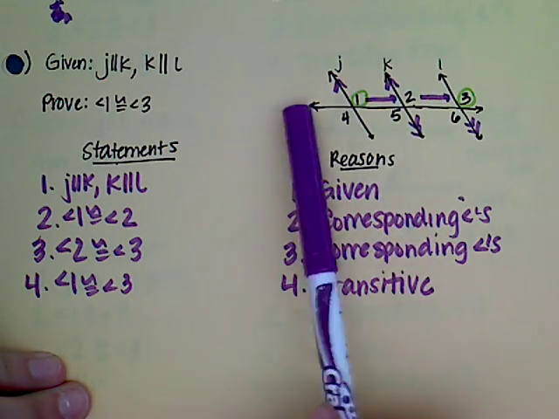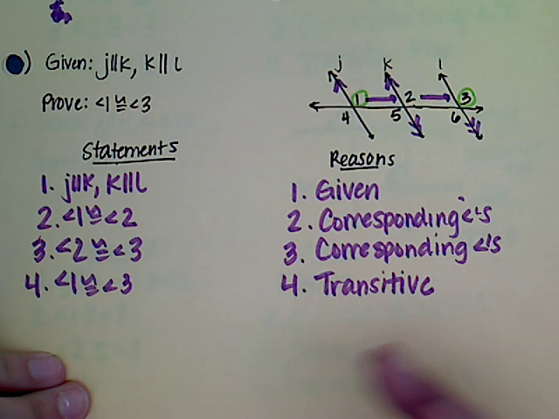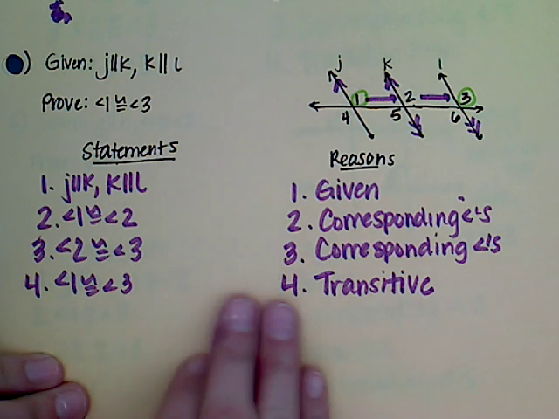If you did do it that way, or another way that's similar, you would just have a lot more connecting and eventually end up with the transitive property again. So this proof has a lot of different ways you can do it, but this is the shortest way.